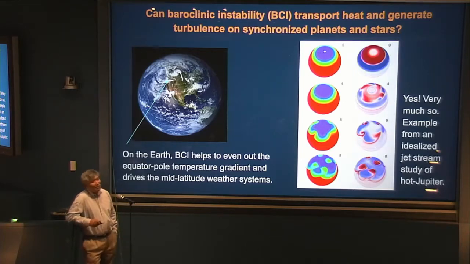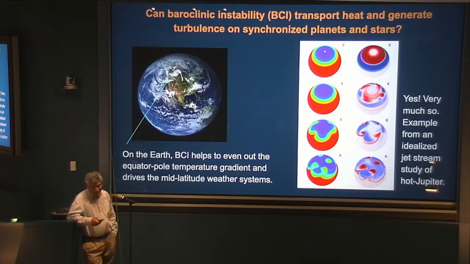Since I only have a few minutes to give you a sample of what I do, I chose this particular example. It has to do with the question: can baroclinic instability transport heat and generate turbulence in synchronized planets or stars or what have you? So, what's baroclinic instability? It's basically the instability that occurs in any type of rotating stratified fluid, like an atmosphere or oceans or what have you, that has a temperature gradient across it.